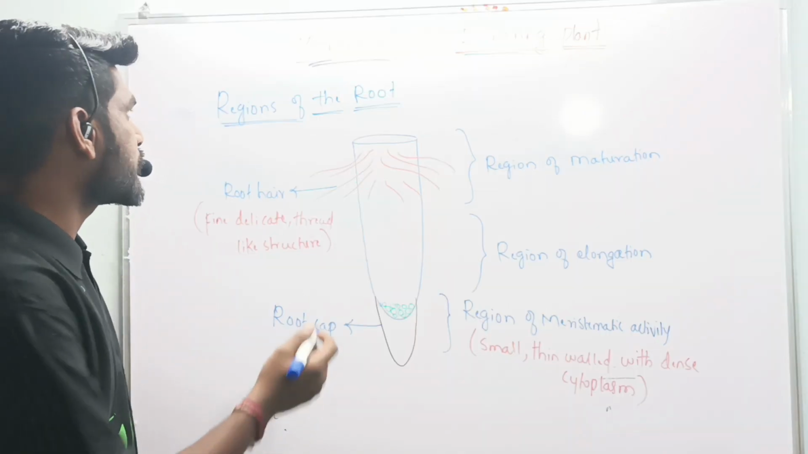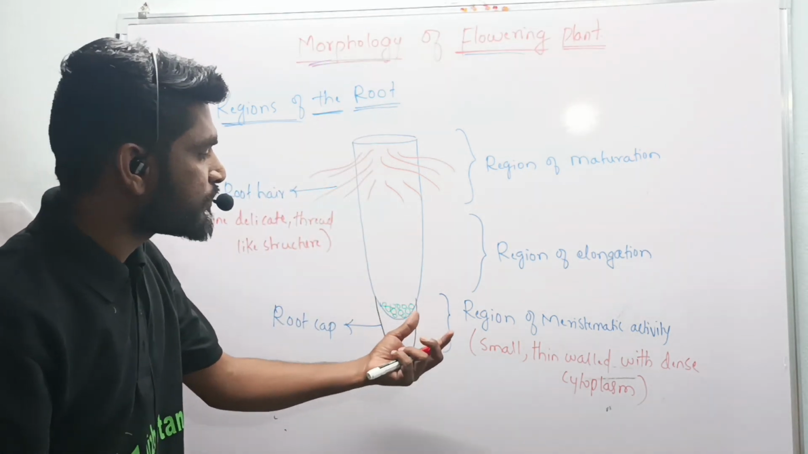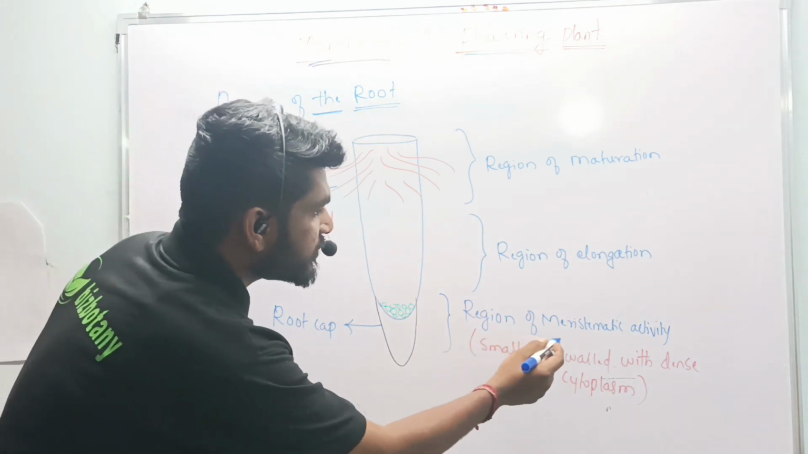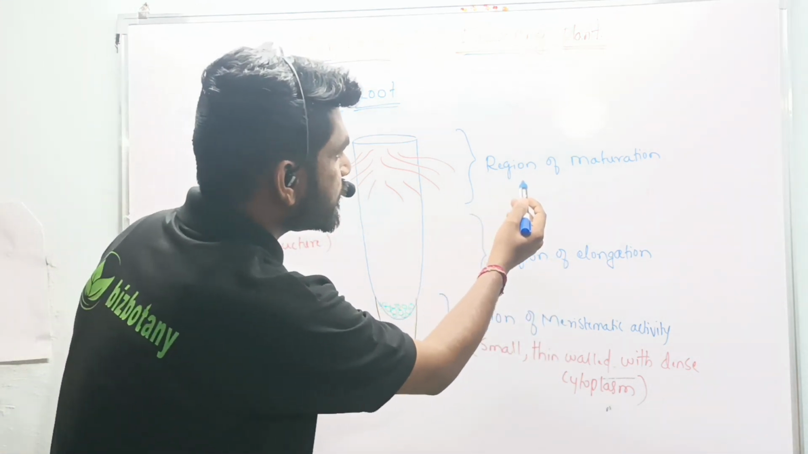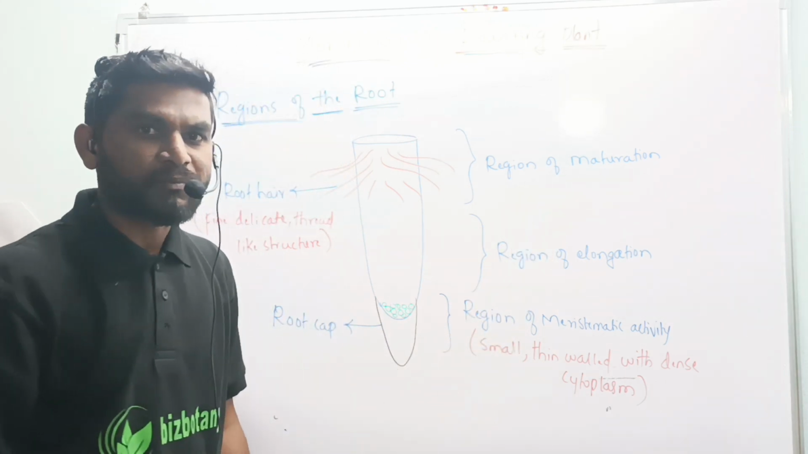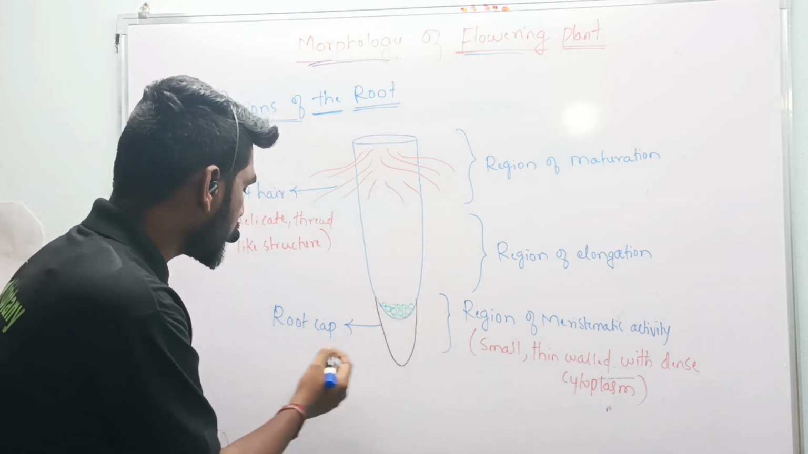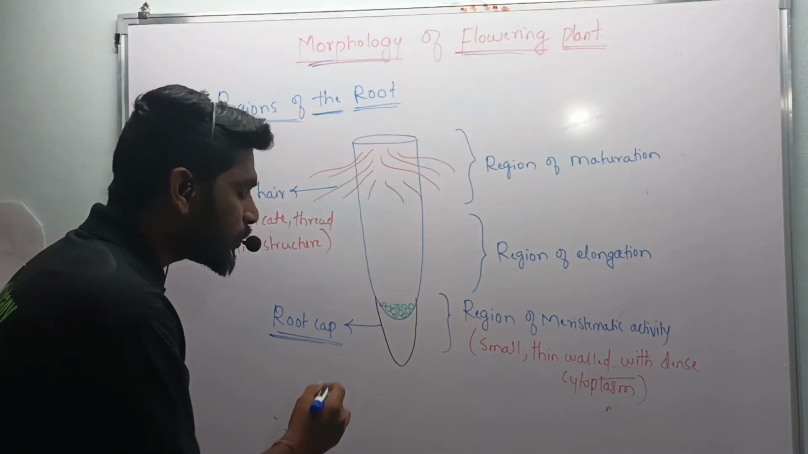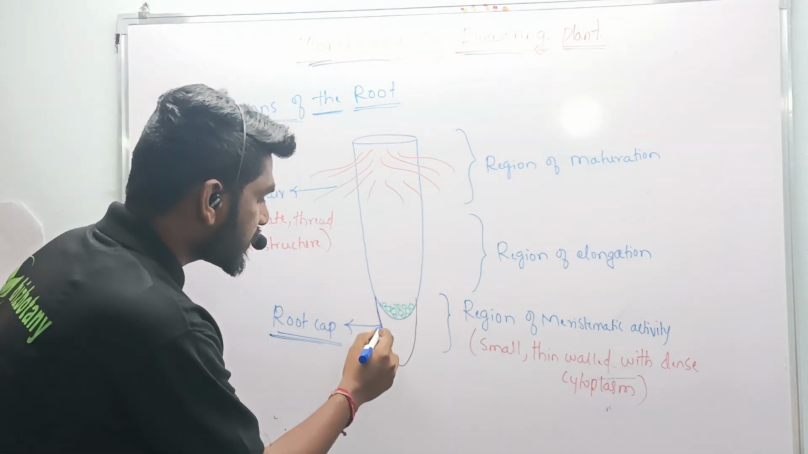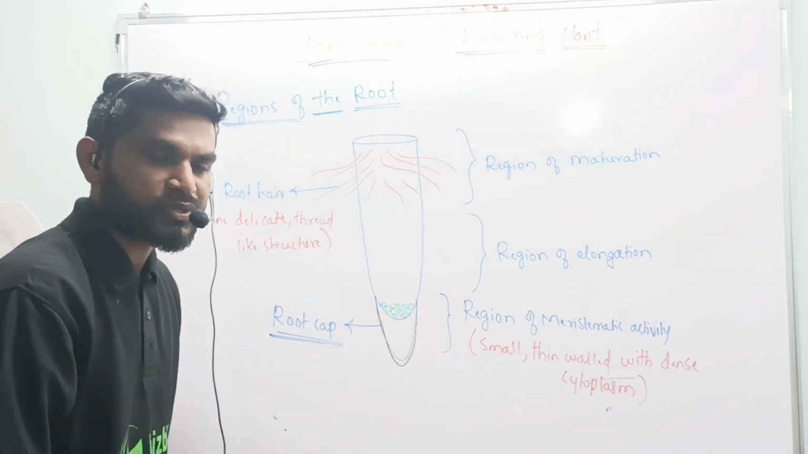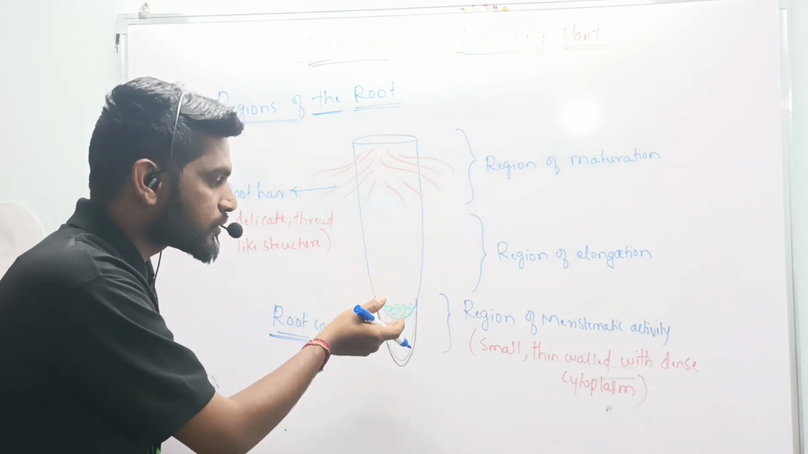While studying roots, we need to understand the regions of the roots. We have three regions: the region of meristematic activity, the region of elongation, and thirdly the region of maturation. At the apex of the root we have a thimble-like structure, called the root cap. The root cap protects the root while penetrating the soil. During penetration, the root cap protects the other tissues of the root.